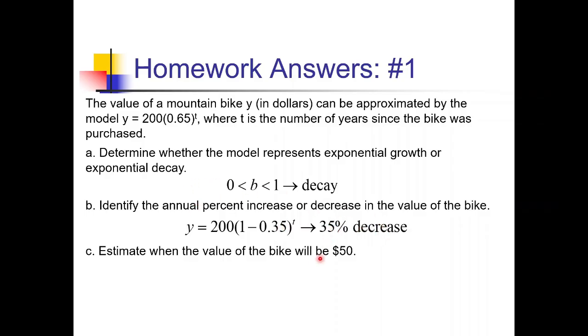And now they also want us to estimate when the value of the bike is $50. Well, we have a formula for the value of the bike. It's this y equals formula right here. If we want that to be $50, we need to replace y with 50 and then go ahead and solve for t. Now we're going to do this on Desmos at this point.